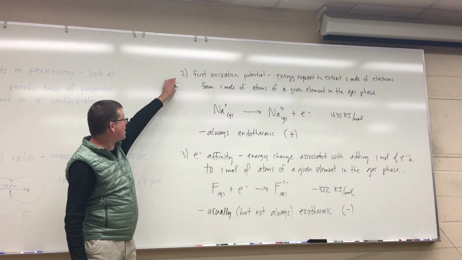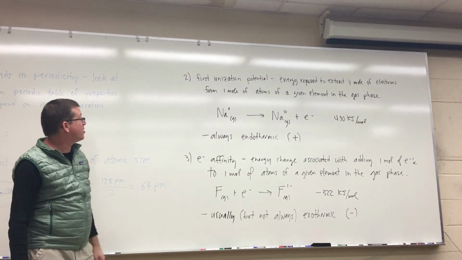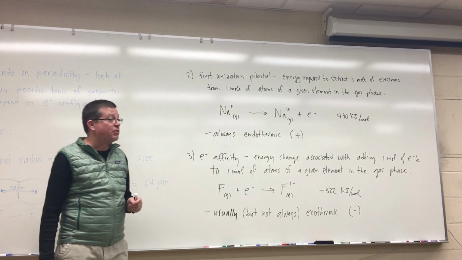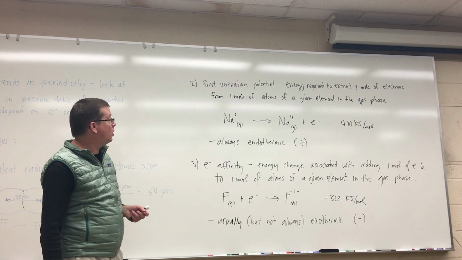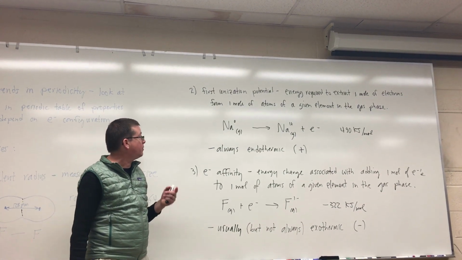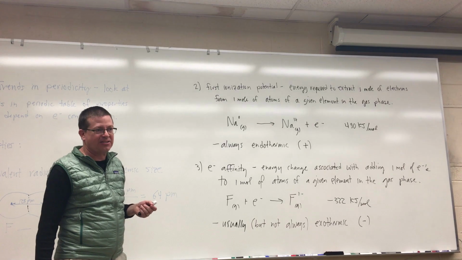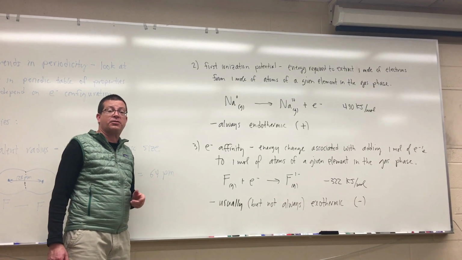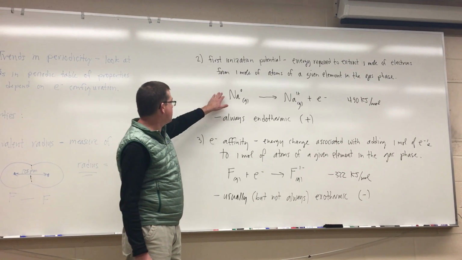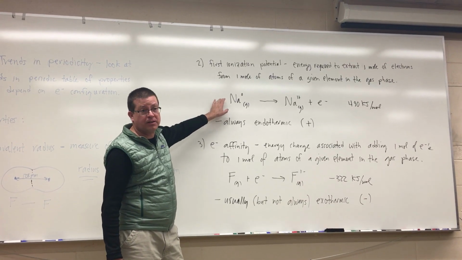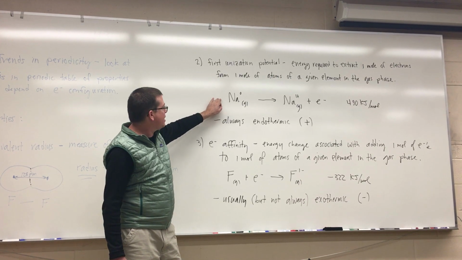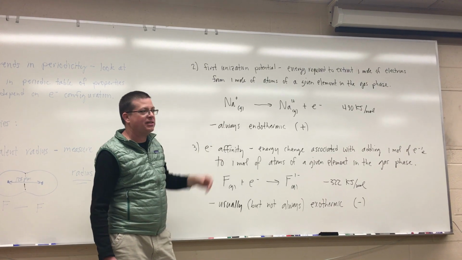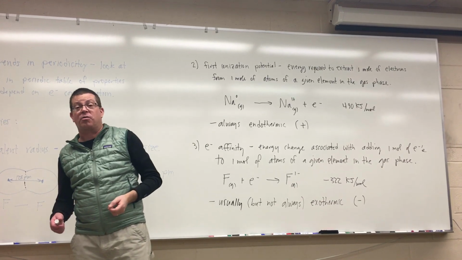The second property that we'd like to talk about is the first ionization energy, or potential. This is the energy required to extract 1 mole of electrons from 1 mole of atoms of a given element in the gaseous phase. A good example is the reaction that corresponds to the first ionization energy of sodium. If we look at this on an atom-for-atom basis, we're looking at an individual sodium atom in the gas phase, and I want to extract an electron away from it.